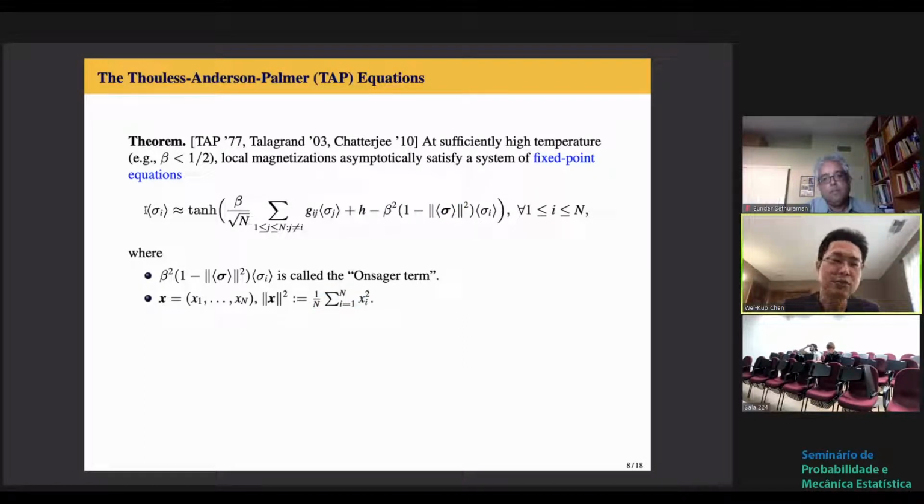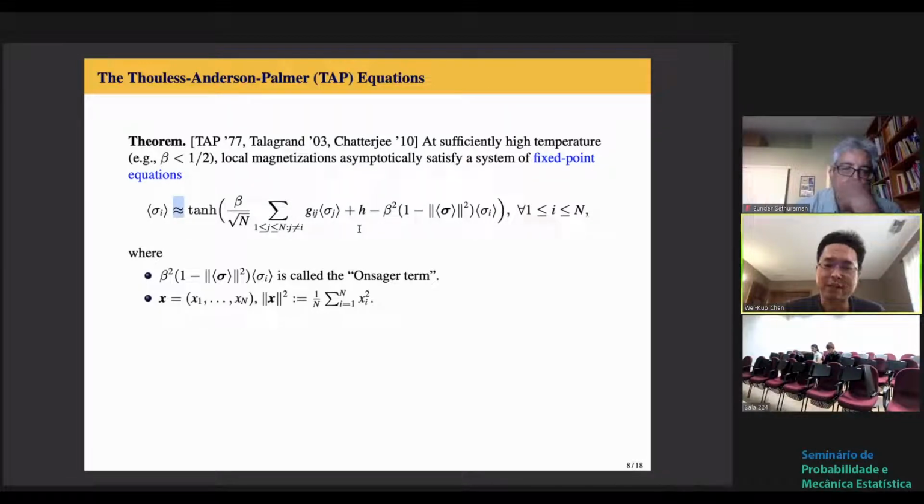All right. So if you look at this equation, yes, this is apparently a consistency equation in terms of sigma, right? Of course, this holds in the asymptotic sense, not exactly equal, but asymptotically, this vector satisfies this equation. All right. They say that this local magnetization has to satisfy this equation.